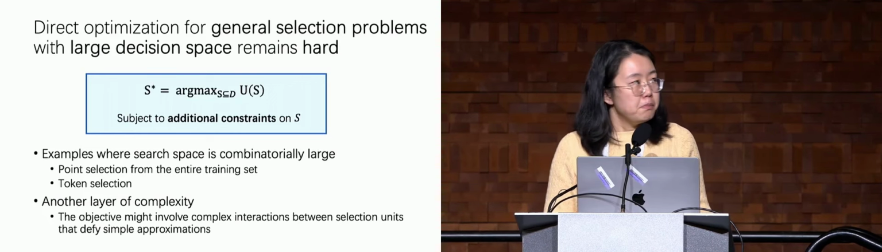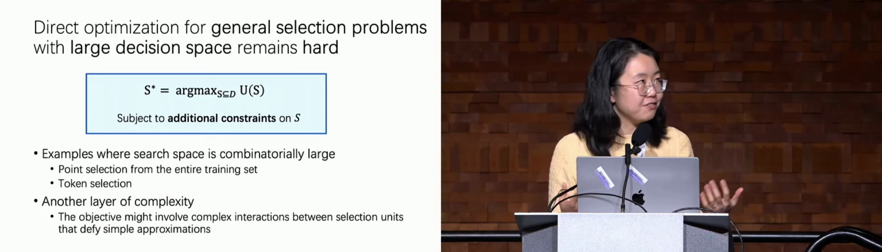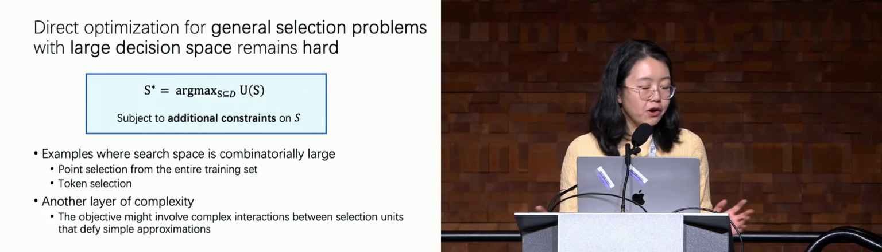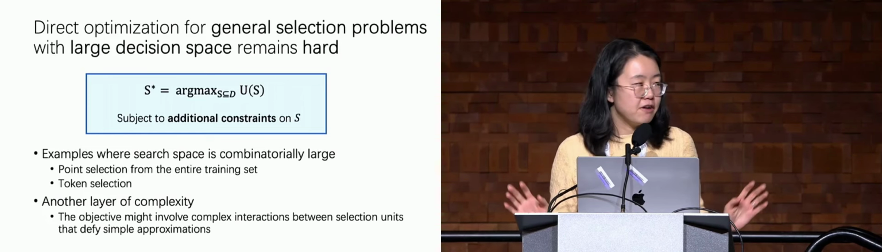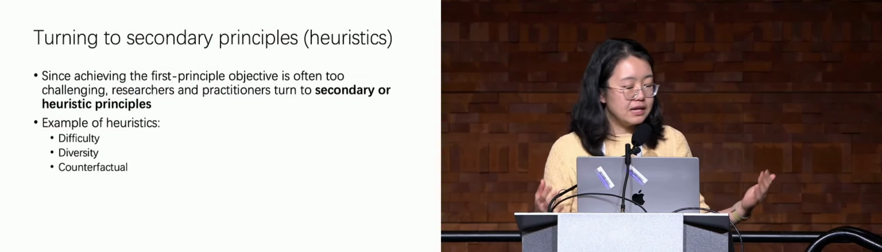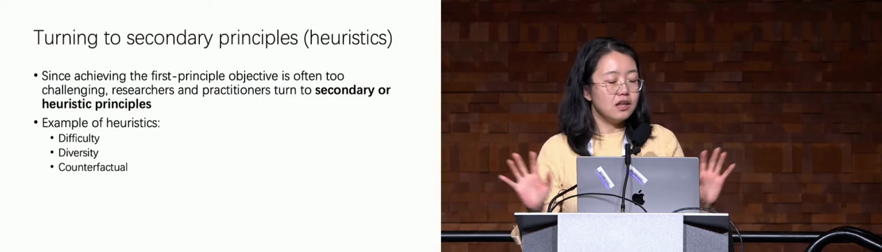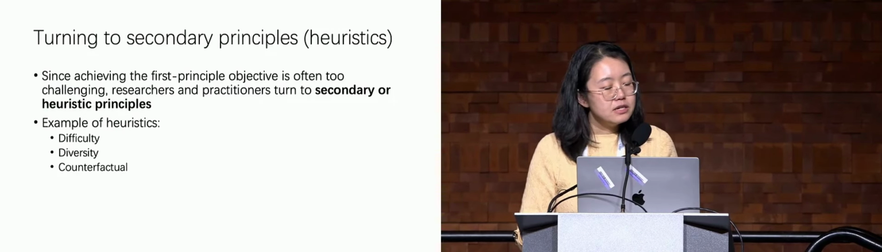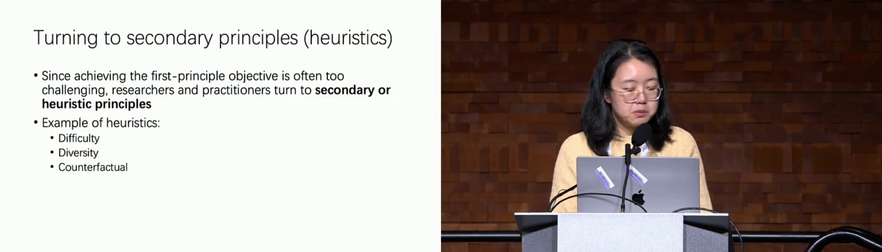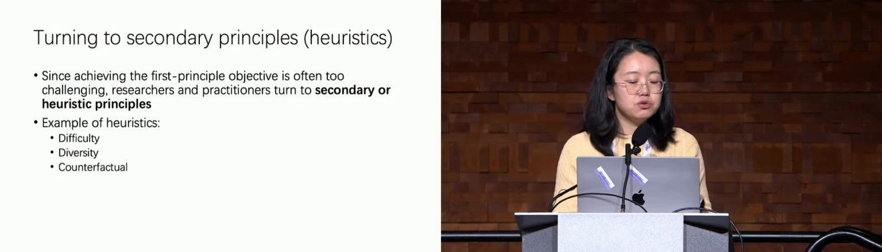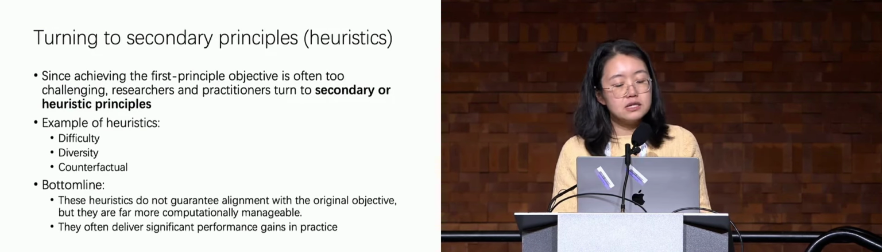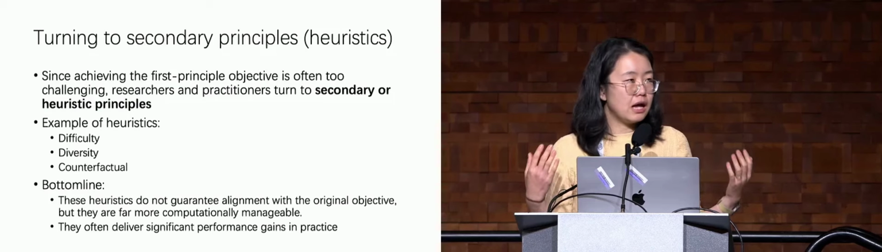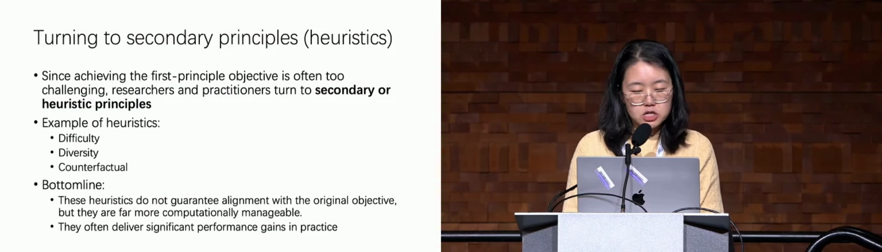All right. But more generally, we have to acknowledge that direct optimization for some really large decision space is still very hard. What are some examples with very large search space? Well, you can think about data point selection directly from the entire data set, not from the batch. You can also think about even token selection. And there is another layer of complexity for these general problems. If your selection units are too fine-grained, there might be some very complex interactions between each selection unit, point to point, token to token, that cannot be captured by some simple approximations.